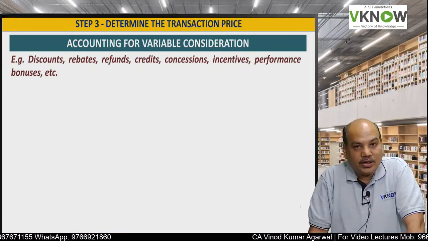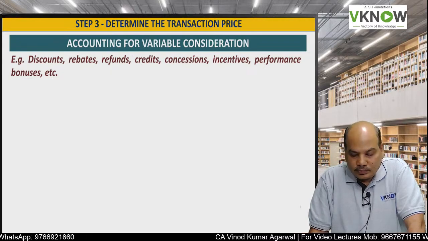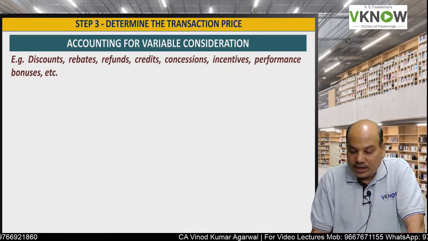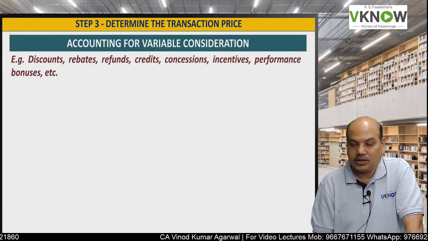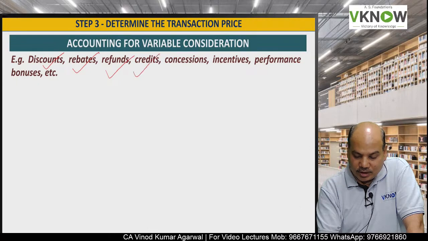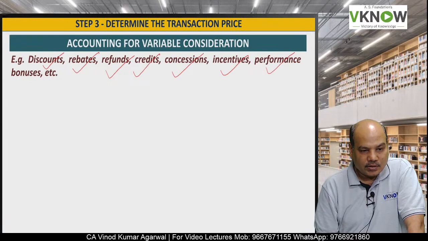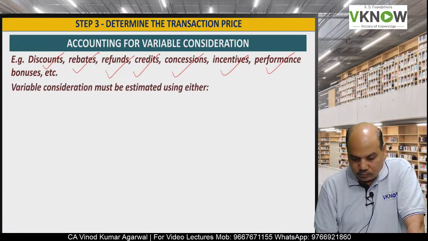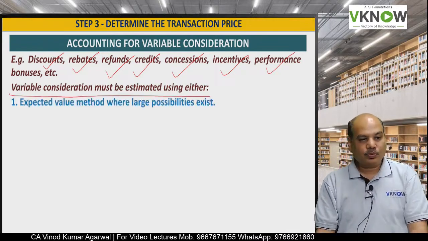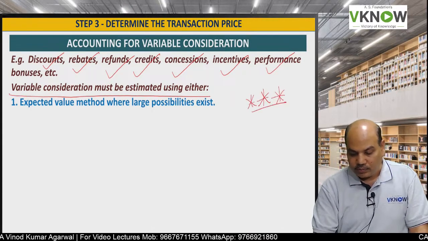Now another highly tested question in the exam is variable consideration. That is, the consideration is not a fixed amount. It can vary due to factors like discount, rebate, refund, credit, concession, incentive, performance bonuses, etc. Okay. Variable consideration may be estimated using one of two methods. So please note down that this variable consideration part is very important.